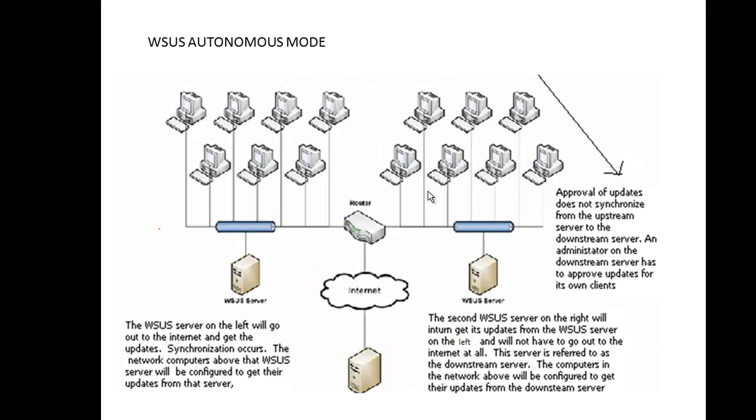This next scenario is a little different. You still have two networks, the network on the left, the network on the right. You have the WSUS server on the left-hand side, which will get its updates from the Microsoft Update server right here. That means it's going to synchronize with the Microsoft Update server. And the clients in turn will get their updates from the internal server.